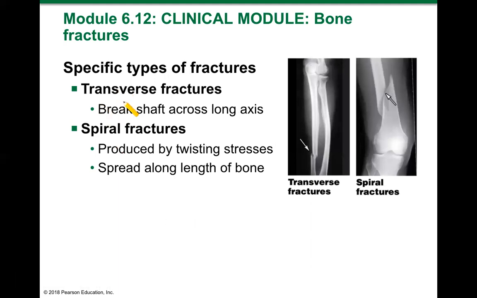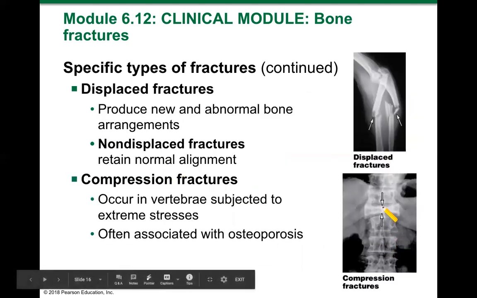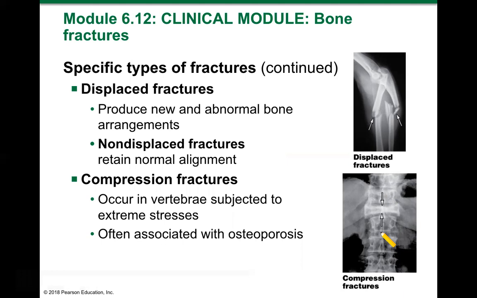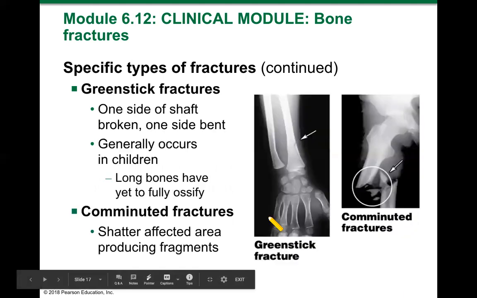You also have types of fractures called transverse. Transverse is across the axis of the bone, whereas spirals kind of twist or stress the bone, and so you can see it sort of twisted along the bone. Also have displaced, which is just an abnormal arrangement of the bones. And compression, where you see vertebrae having extreme stress. Compression is often seen with osteoporosis.